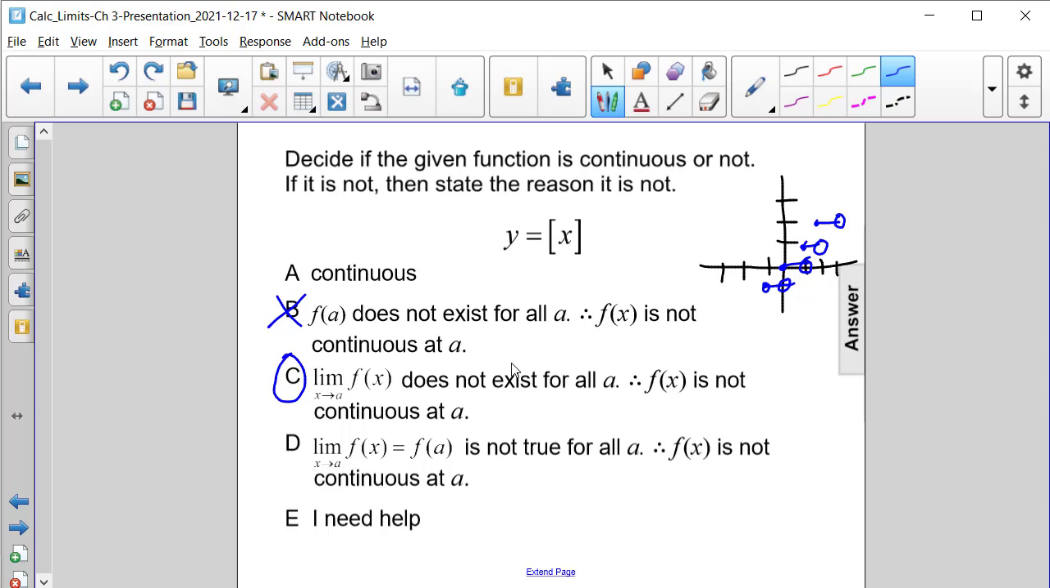The next answer doesn't really need to be examined, because if the limit of f of x as x approaches a does not exist, then you can't really make it equivalent to f of a to do this other test. So that's why the answer here is C.